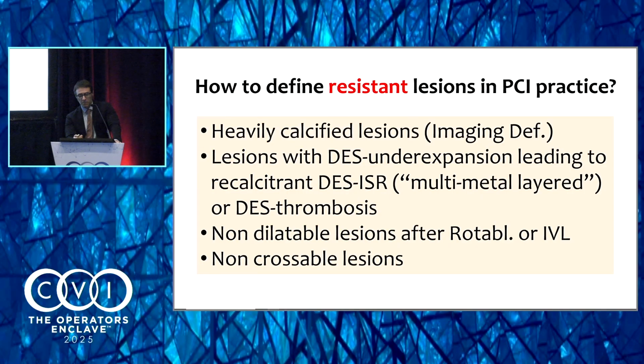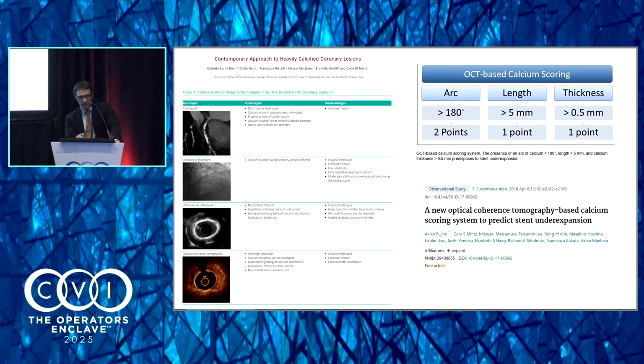But we have a problem nowadays, with many different situations with the stent. We have a lot of stents underdeployed, underexpanded, with stent thrombosis, recalcitrant in-stent restenosis. The stent is an issue nowadays, and undilatable lesions even after rotablation and IVL, a resistant lesion or a lesion that is not crossable.